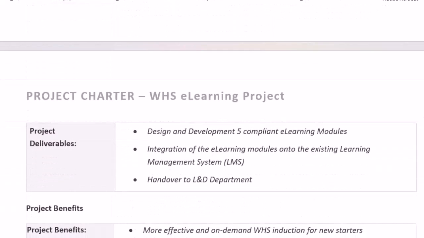So through doing my work breakdown structure, this made my deliverables much clearer. So I've just picked the 3 from across the top. So design and development of 5 compliant e-learning modules, integration of those e-learning modules onto the existing learning management system, and handover to the L&D department. So I've just plucked the main ones from across the top. Sometimes in the deliverables, you might need to state some sub-deliverables, some smaller ones. It's just up to you and your project. Sometimes these will talk about project phases rather than specific products, as mine's more like product deliverables.